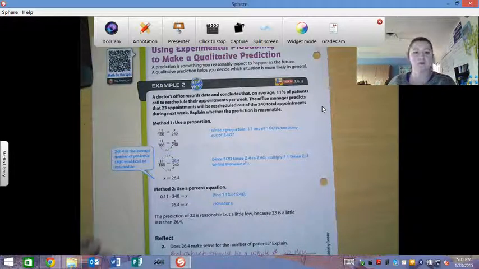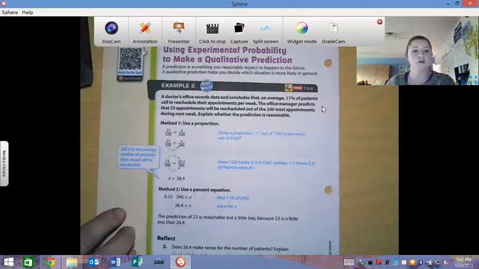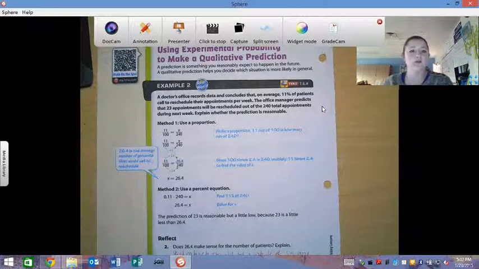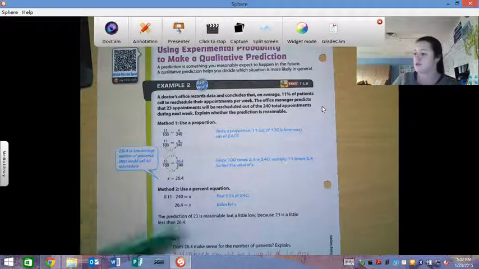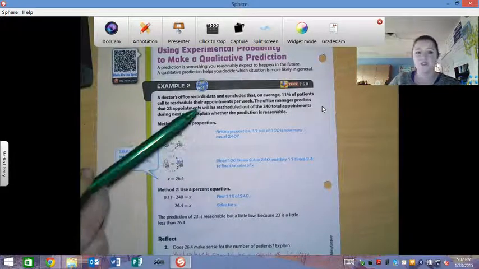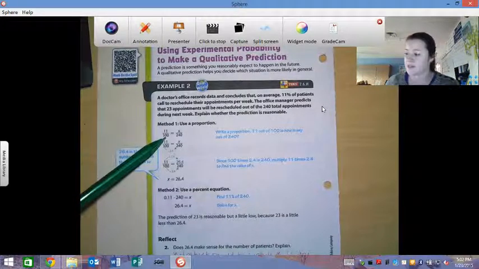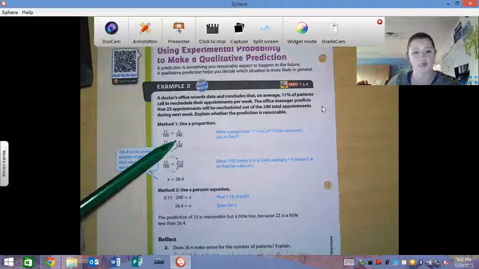So, example 2. A doctor's office records data and concludes that, on average, 11% of patients call to reschedule their appointments per week. The office manager predicts that 23 appointments will be rescheduled out of 240 total appointments during next week. Explain whether the prediction is reasonable. So, just like before, you could set up a proportion. 11% is 11 out of 100. So if we have 11 out of 100 reschedule, how many out of 240 would reschedule?